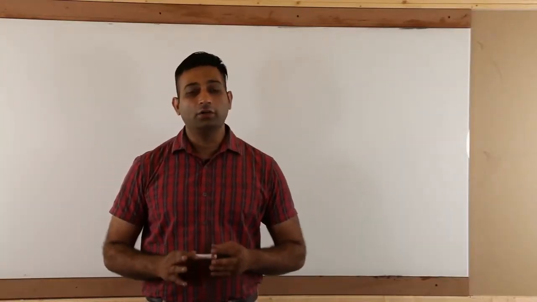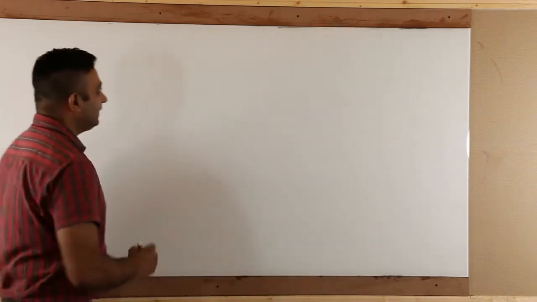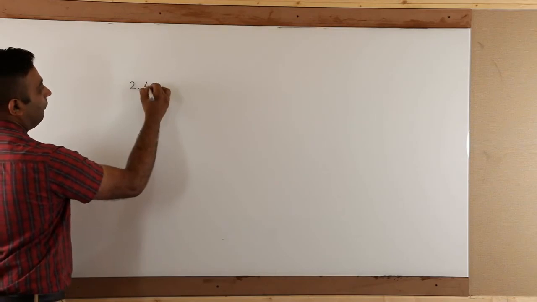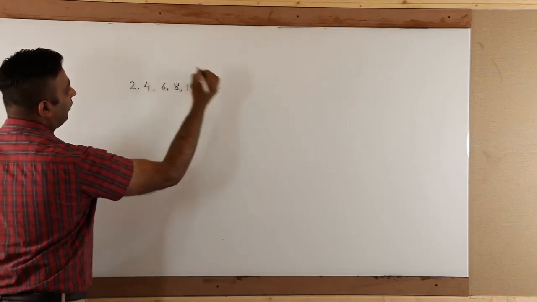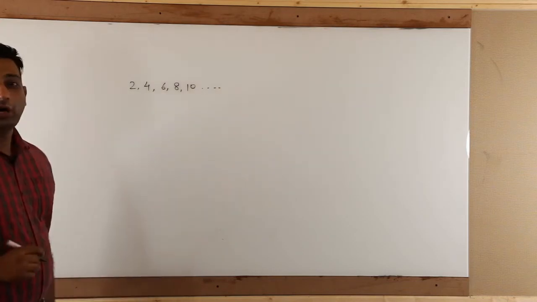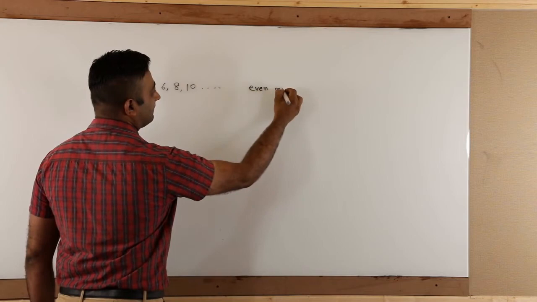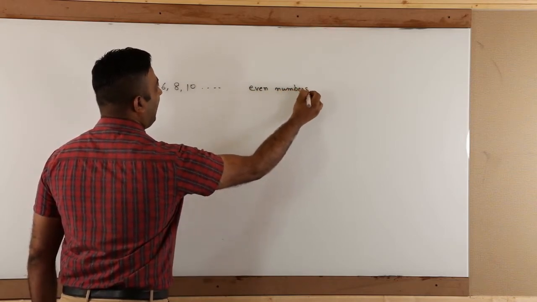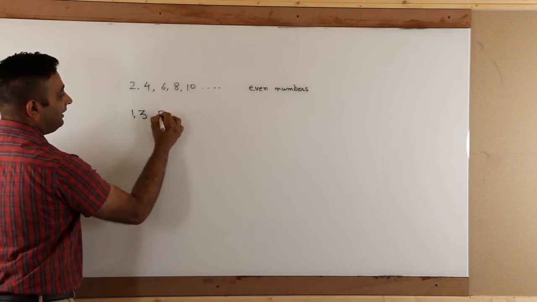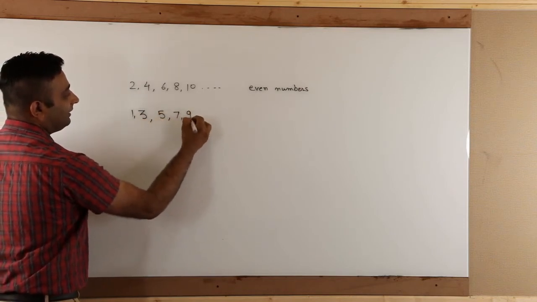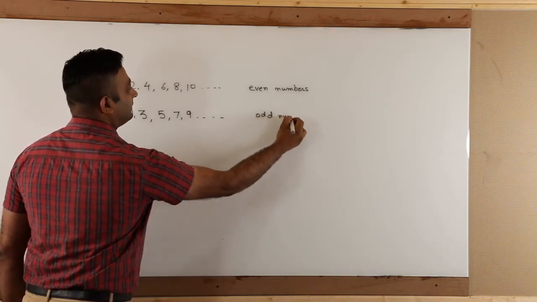Dear students, now let us discuss about the even and odd numbers. 2, 4, 6, 8, 10 and so on, which are multiples of 2, are called even numbers. And the rest of the numbers that are 1, 3, 5, 7, 9 and so on are called odd numbers.